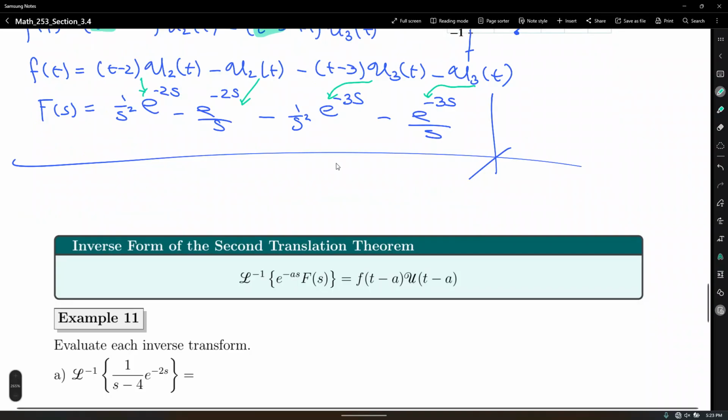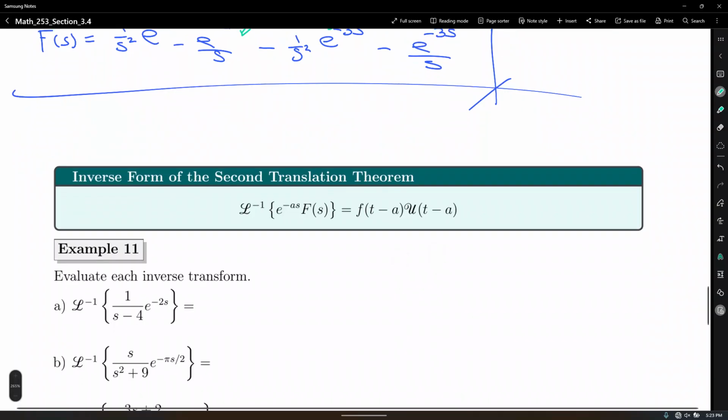We started this section right here. We talked about how we were going to find the transform. For the first translation theorem, we had the transform of a function multiplied by an exponential factor that shifts s to s minus a, in accordance with the coefficient of the exponential. So in that case, we did a translation on the s-axis.